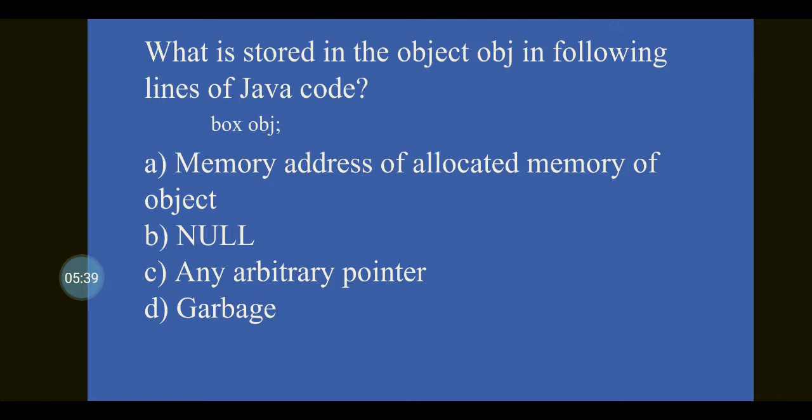For this question, I think you may have found the answer. The correct answer is B. Yes, definitely, because Box obj declares the object. It does not allocate any memory. So no memory is allocated for the object obj, and there is null in the object obj.